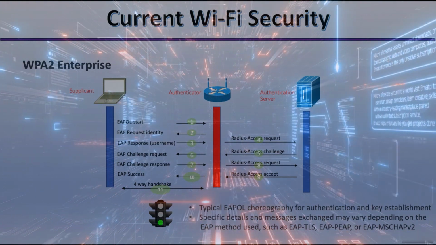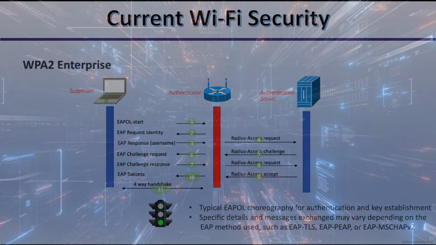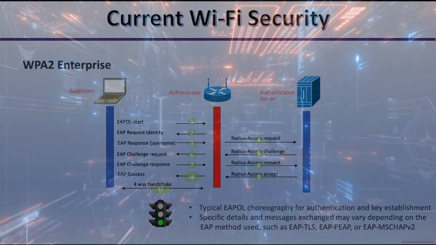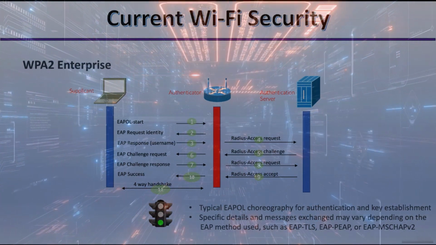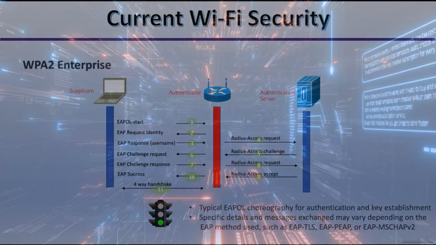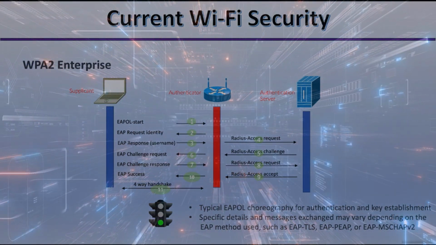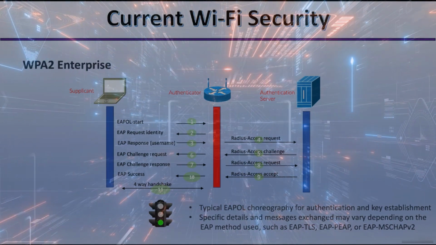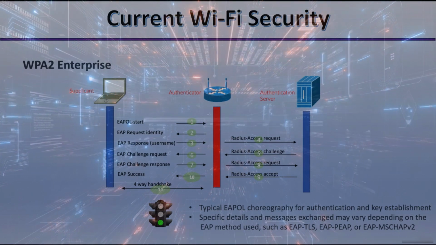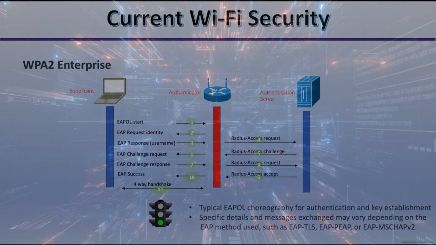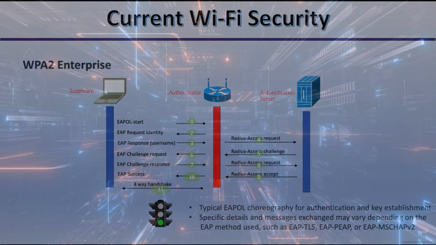And in step 4, the access point sends an access request to the authentication server. Now this message contains information about the user attempting to connect, initiating the process of user authentication and authorization to gain access to the network. In step 5, a RADIUS access challenge from the authentication server happens to request the client to provide further authentication data or respond to additional security challenges. In step 6, the authenticator passes on the EAP challenge request to the client.